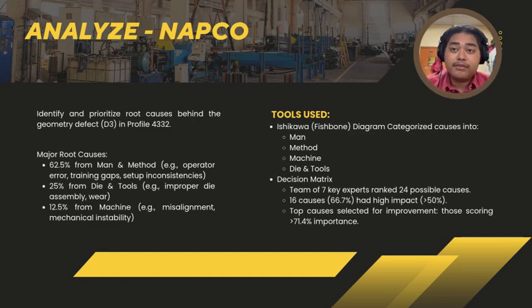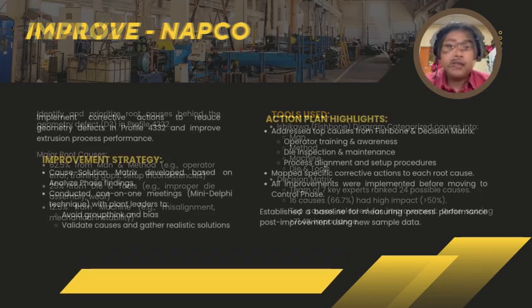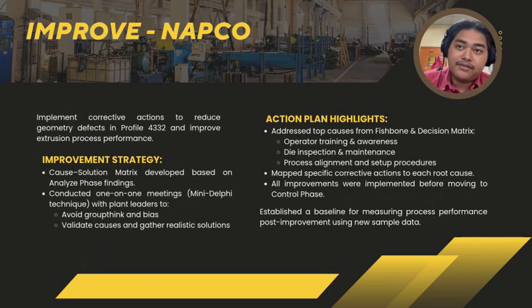The team then prioritized the most critical causes, those with 70% importance scores. This helped them focus their improvement efforts where it would make the biggest impact. With the root cause identified, Napco moved into the improve phase, where targeted actions were taken to resolve the key issues.